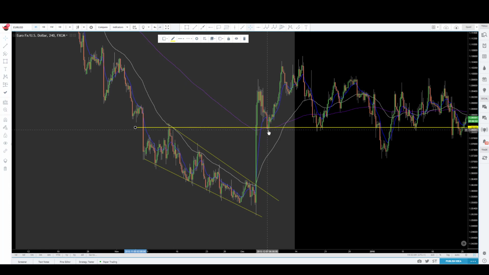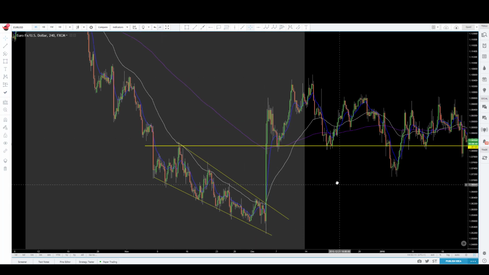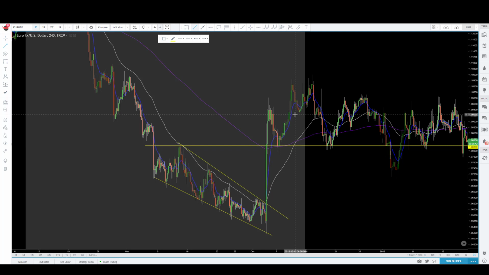We find that retest, we find that pullback. And what happens? Price holds, and what begins to occur next? Moves out, continuation. See how that works? We can even see it on a smaller scenario here.